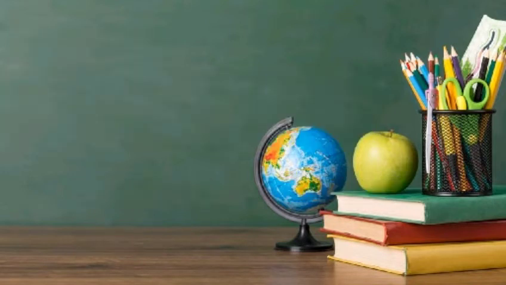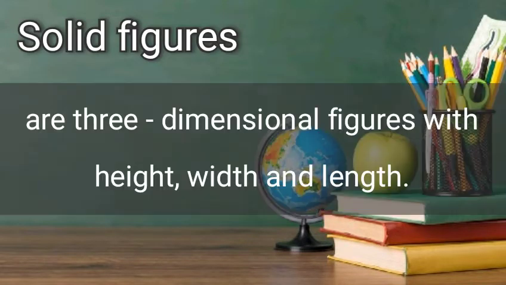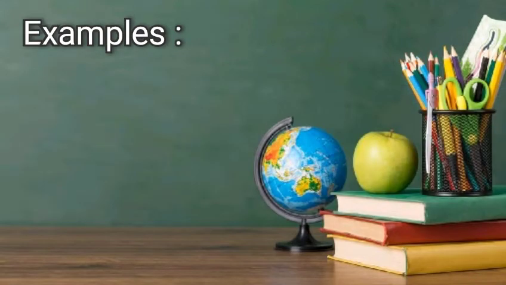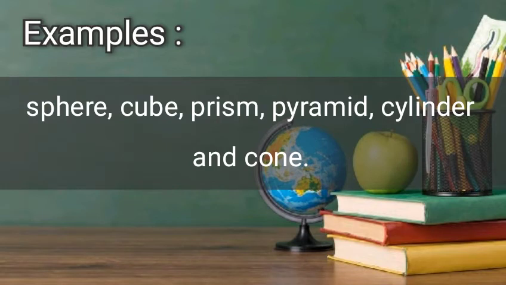Next is solid figures. Solid figures are 3-dimensional figures with height, width, and length. The examples of solid figures are sphere, cube, prism, pyramid, cylinder, and cone.